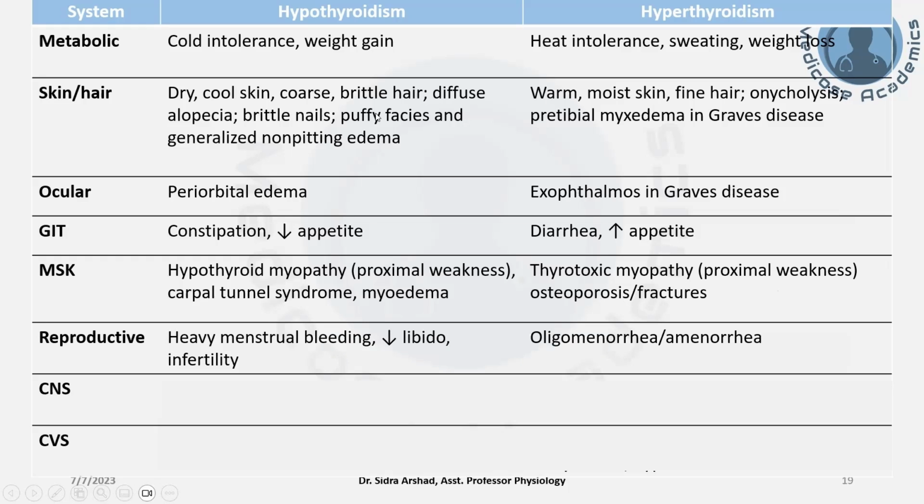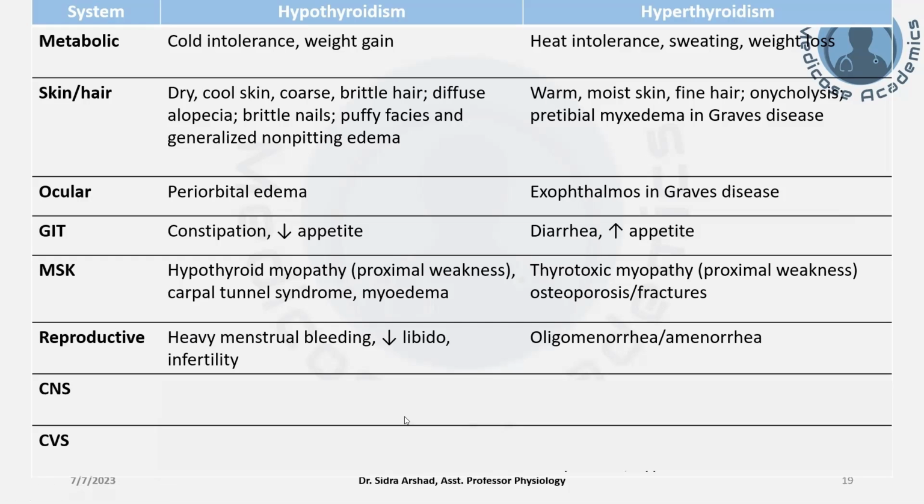In the reproductive system in hypothyroidism, there could be heavy menstrual bleeding. This is a paradoxical effect. That is how you can remember it, that in hypothyroidism there are chances of heavy menstrual bleeding. There could be decreased libido and infertility. In hyperthyroidism, oligomenorrhea or amenorrhea can be seen.